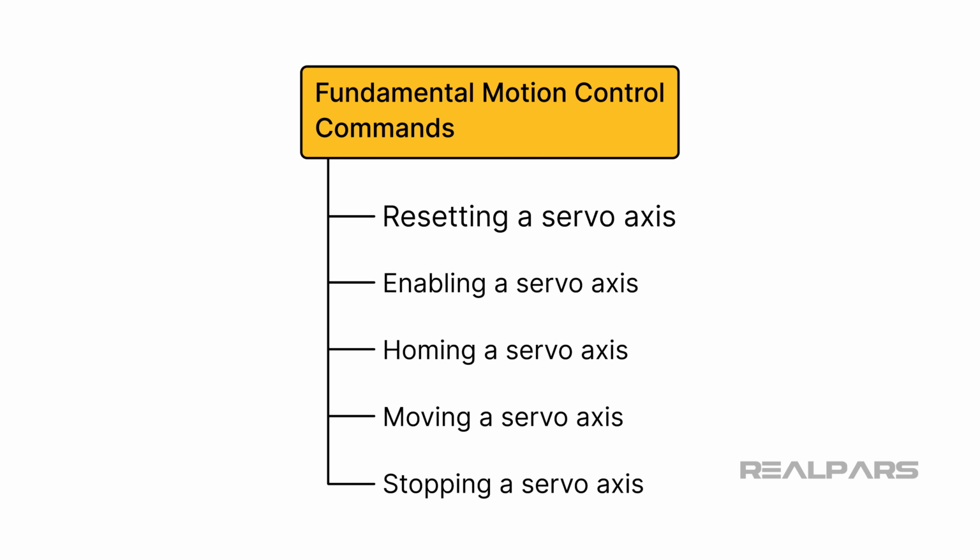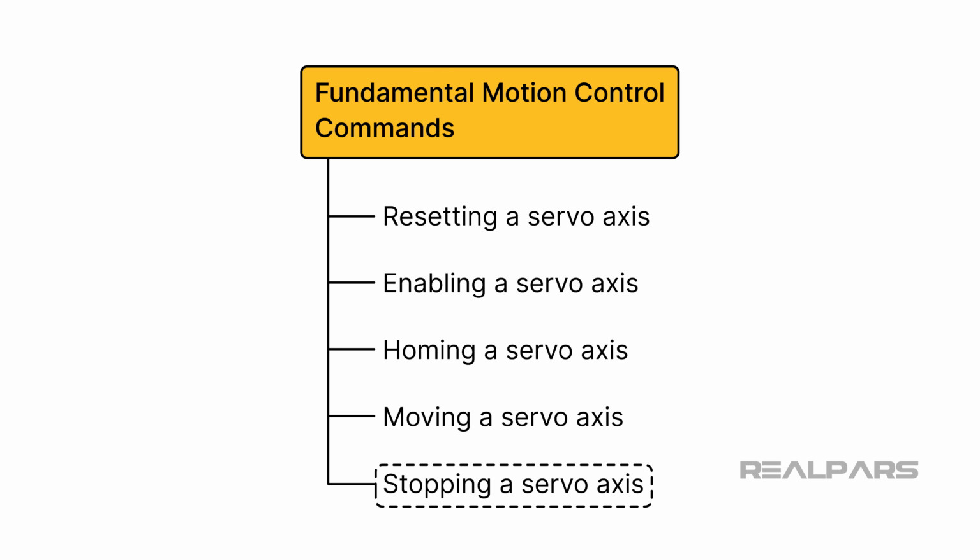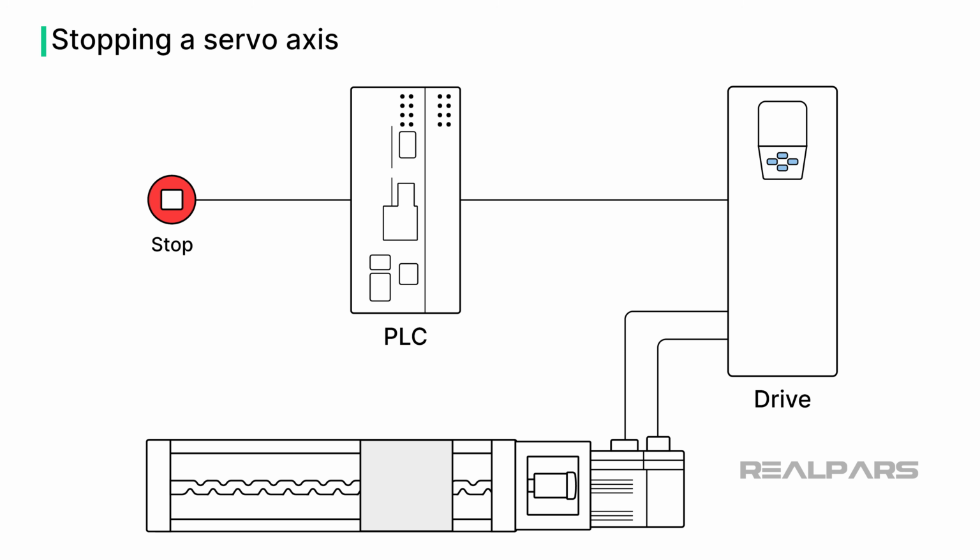So far, we've cleared any faults on our axis, we've enabled it, and we established a reference position by homing the drive. Then we initiated movement using a move command. Now, it's time to bring this to a conclusion. It's time to stop the servo axis. Stopping an axis halts its motion, either immediately or in a controlled manner.